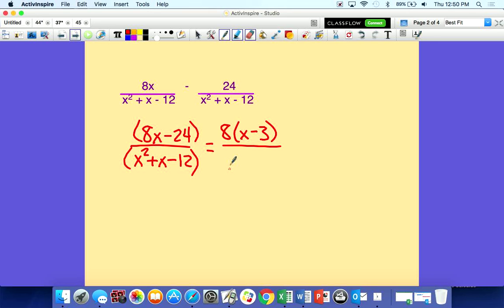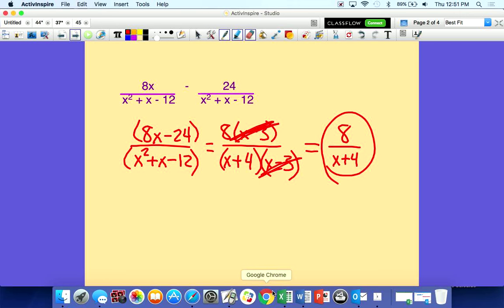The bottom, we can factor this thing. So x squared is x and x. Signs, minus means that the signs are different. So we're going to have a plus and a minus. And then what multiplies together to give you 12 and adds together to give you 1? That'd be a 4 and a 3. Now that we factor that, we can see this x minus 3 can simplify with that x minus 3, and we are left with 8 over x plus 4. And that is our answer.